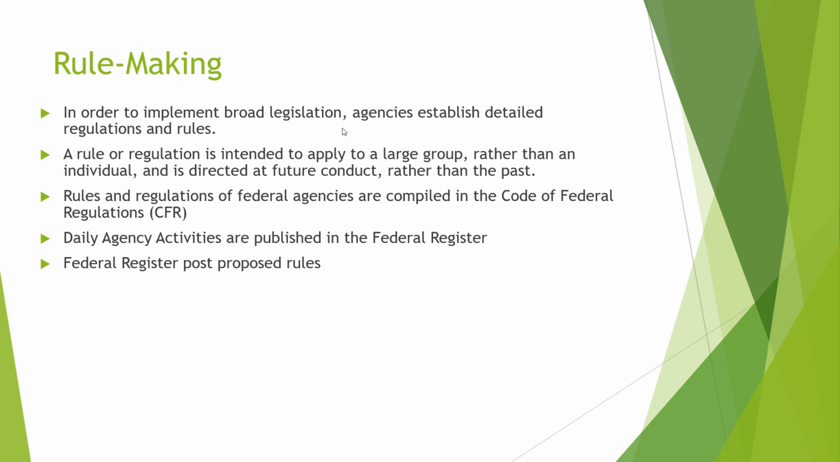So after rules and regs are enacted or implemented or approved, they are compiled in a federal publication called the Code of Federal Regulations. The Code of Federal Regulations has different topics. We call them titles. And after they are compiled, that they're approved, they're assigned a citation in the Code of Federal Regulations. Now, the daily agency activities are published in what we call the Federal Register. So that's just a publication.